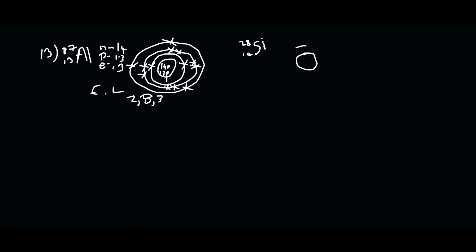How many N, how many P, how many E? All 14. So you have 14N, 14P, 14E. So we have 14N, 14P, and we write those in the nucleus.